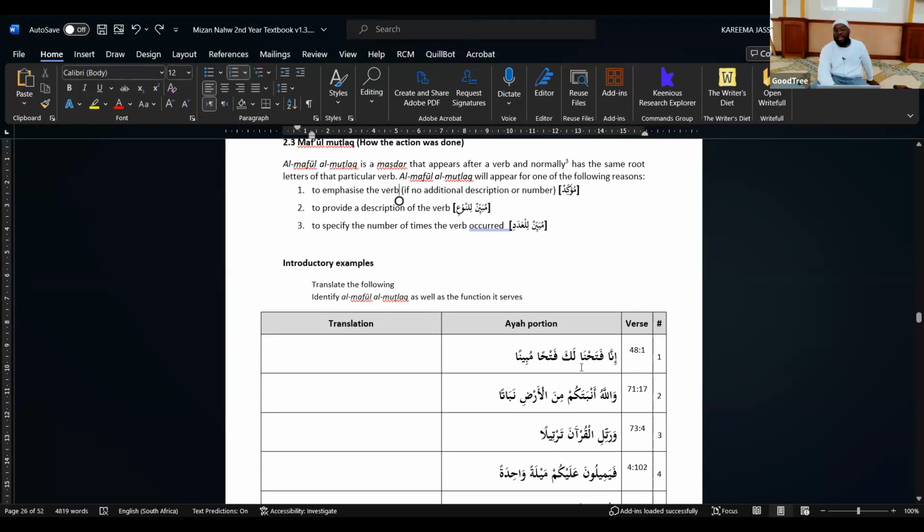Okay. Inna fatahna laka. Certainly we opened for you, O Muhammad sallallahu alayhi wa sallam. Aren't you guys doing Surah Fath now? Fathan, an opening. Mubinan, a clear opening. So this will be maf'ul mutlaq, mubayyinun lin-nawa'. This is the maf'ul mutlaq that is explaining to you the description of the verb. What was the nature of the opening? It was a clear opening.